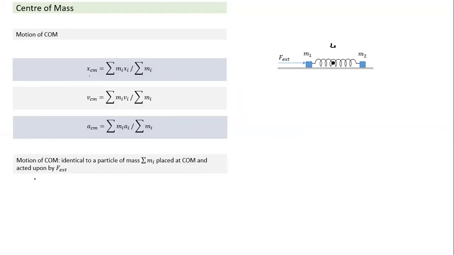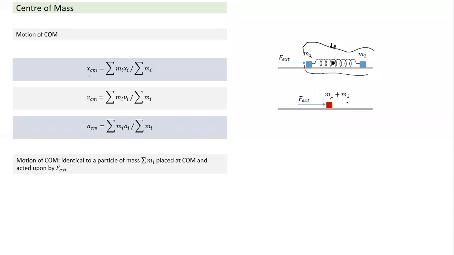Let's look at it in terms of motion of the center of mass, identical to a particle of total mass placed at the center of mass, acted upon by the external force. Which system? M1 plus M2 plus the spring. This whole system is taken as one, and we are not looking at internal motion, only the motion of the center of mass. We replace the whole thing with combined mass M1 plus M2 placed at the center of mass, acted upon by external force F external. So internal force will not come into the picture.